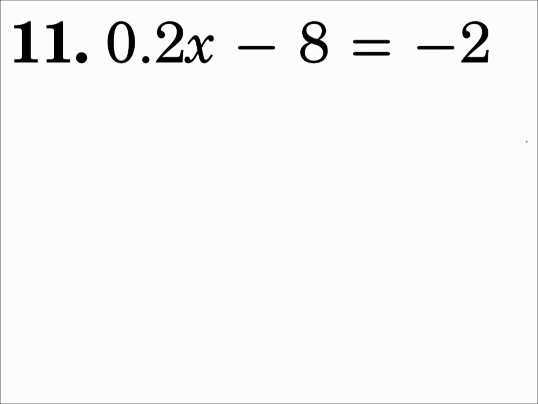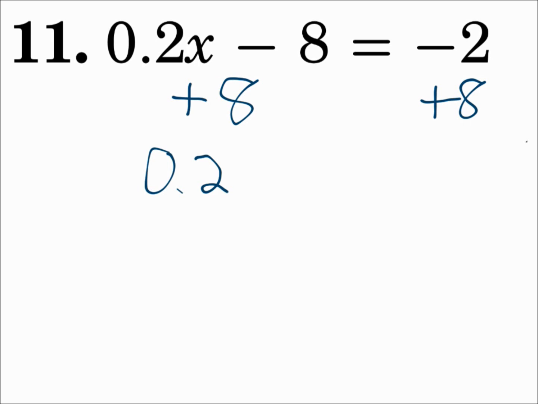Number 11, 0.2x minus 8 equals negative 2. There are no big ugly fractions, so add or subtract. The 8 is subtracted over there with the variable. Do the opposite and add it to both sides. The 8's cancel on the left, leaving 0.2x, and negative 2 plus 8 is 6.